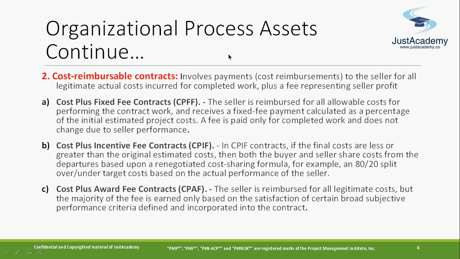Now in that case also, this applies to the 80-20 split formula. Suppose there is a target, whatever amount they initially thought about, and if they meet the target, for example 100K was the target, and they have done it for less than that, they can divide the savings 80-20. So 80 is taken care of by the buyer and 20 is from the seller. I think here 80 will be the seller and 20 will be the buyer.